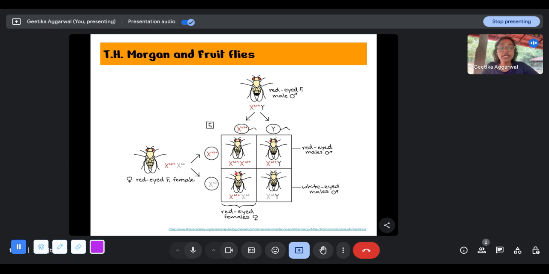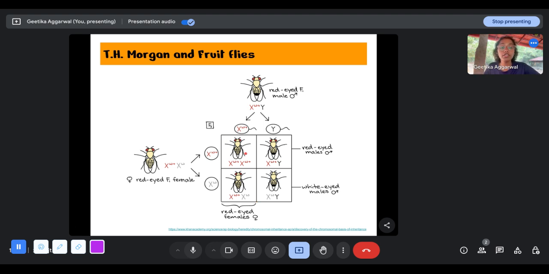So if you cross them, you get this progeny in which one of the females is homozygous dominant. The male has a dominant X, one of them, because it gets its wild type from the female, and one of them gets the white eye mutation allele from the mother, and that is the white-eyed male. And in the female progeny, you get females which are homozygous dominant, and you get females which are hybrid. But even in the hybrid, because red eye is the dominant trait, they still show the red eye phenotype.